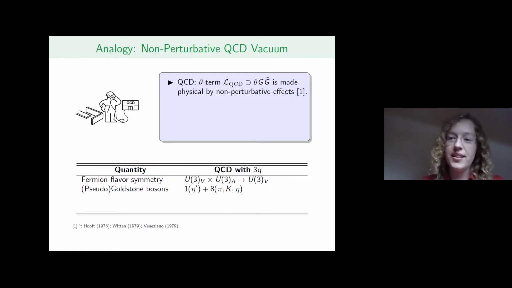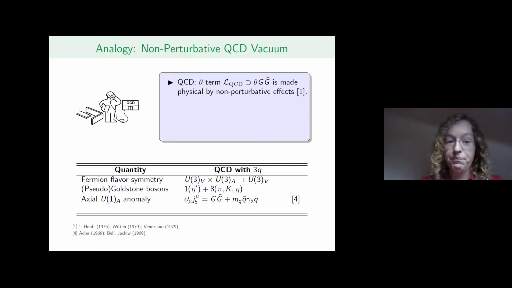And historically, it was a huge puzzle why this eta prime meson was much heavier than its 8 companions. And the resolution was precisely in these non-perturbative effects. And it was shown in particular that this eta prime meson, which is emerging from spontaneously breaking this U1 symmetry, which is a subsymmetry of this U3A, this symmetry is anomalous, which means that if we look at the divergence of the current corresponding to this U1 symmetry, then this is non-zero.